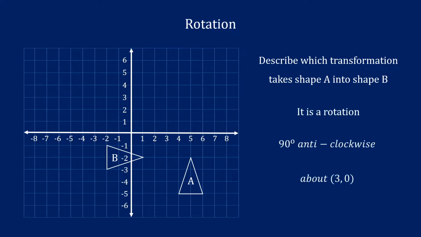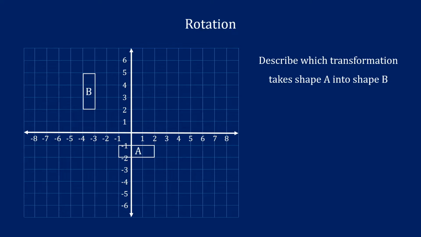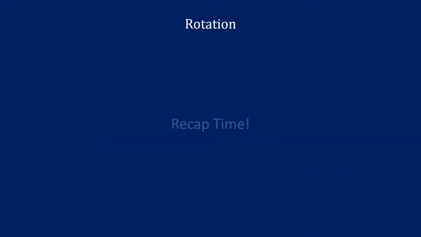It's a rotation 90 degrees anti-clockwise about 3, 0. If you said it was 270 degrees clockwise, that is okay, you got it right. 90 degrees anti-clockwise and 270 degrees clockwise end up in the same place. Cool? And last one, pause here, come back when you got an answer. So rotation 90 degrees anti-clockwise about 1, 3. Alright, that's pretty much it.